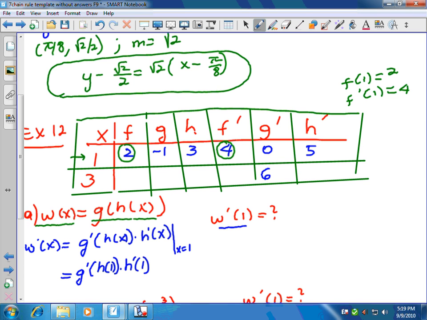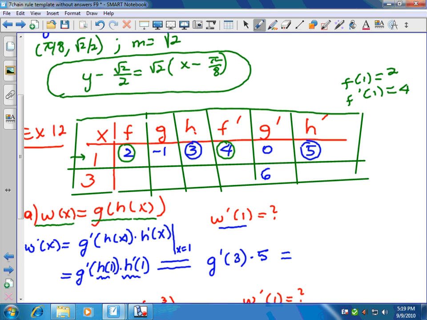And to get the results, I need to check with the table. First of all, what is h of 1? H of 1 is 3, right? So here I'm going to replace this quantity with 3. I have g prime of 3. And what about h prime of 1? H prime of 1 is 5, right? So this needs to be multiplied by 5.